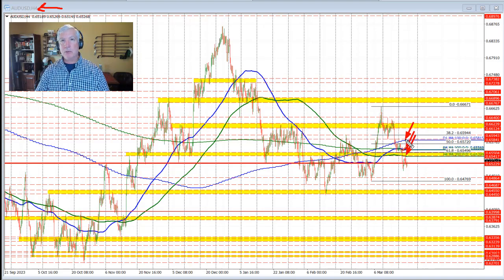Above that is this blue line right here, and that blue line represents the 100-day moving average. In trading last week, the price fell below the 100-day moving average, and this week the price has been able to stay below that level.